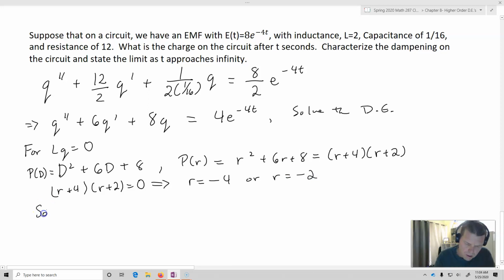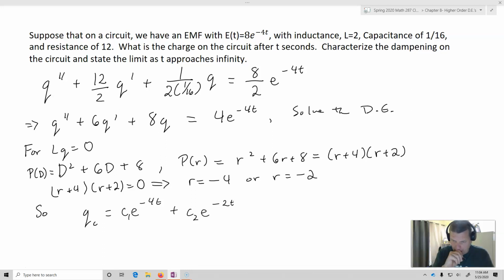So QC, our transient part, is going to equal C1 e to the negative 4t plus C2 e to the negative 2t. Great. Now, what I want you to notice here is that I can now actually define the damping. If you notice, I've got two real roots. So this is overdamped.